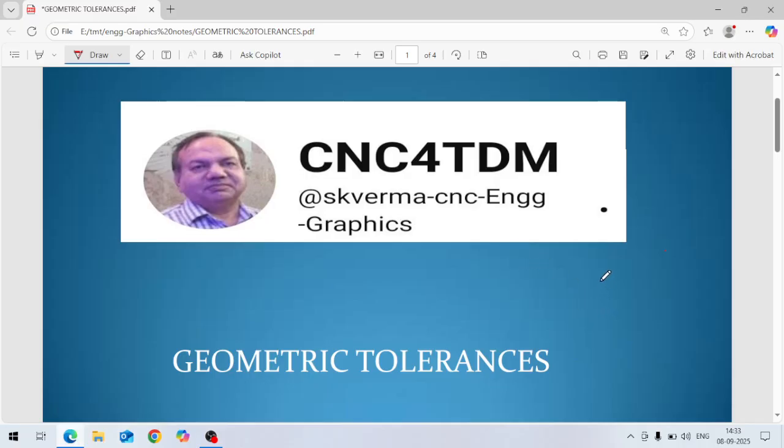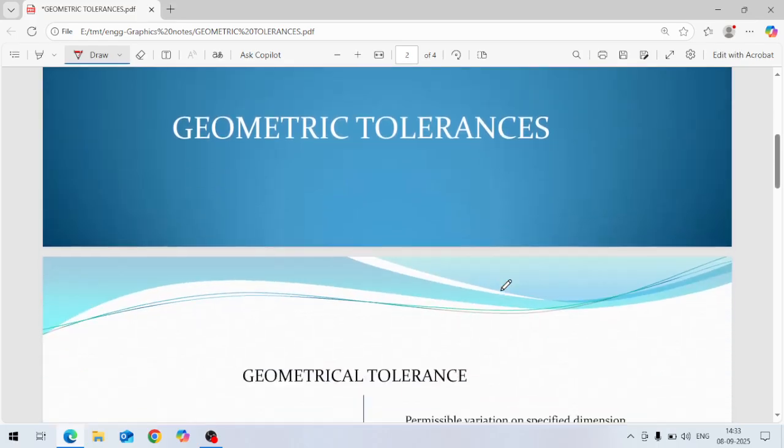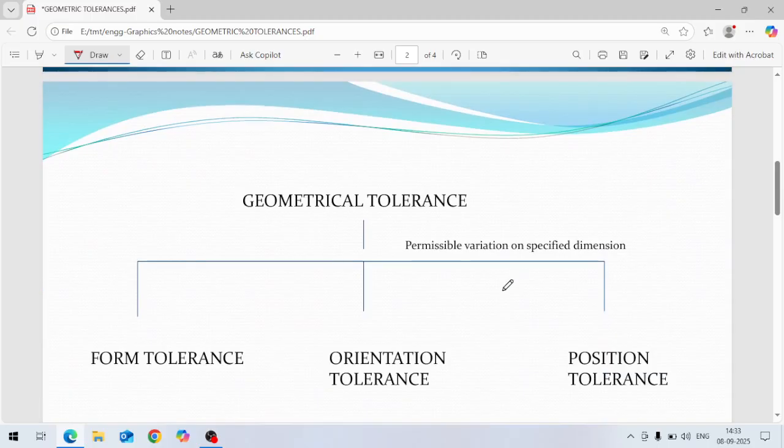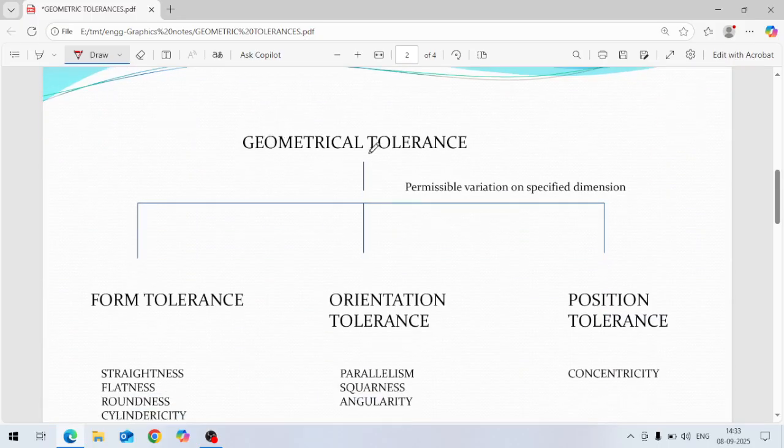In this video, today we are going to discuss geometrical tolerances. Earlier we have already discussed the dimensional tolerance. Now it is geometrical tolerance. What is geometrical tolerance? Geometric means the shape of the object, or it is form tolerance. There are three types of geometrical tolerance: form tolerance, orientation tolerance, and position tolerance.